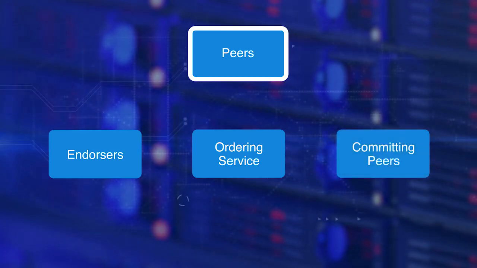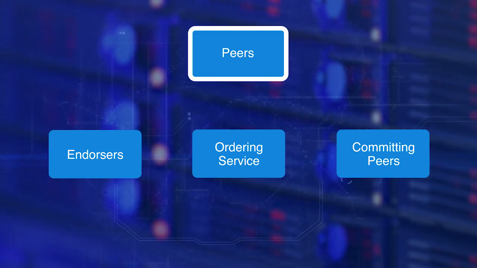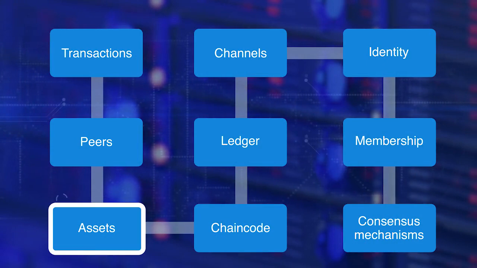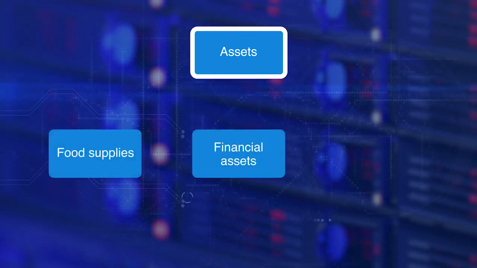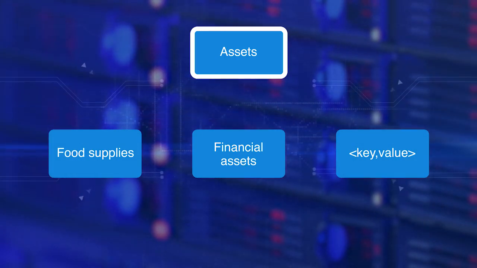Committing peers receive the blocks created by the ordering service, validate conditions such as double spending and signatures, and then commit them to the ledger. Assets represent the tangible items of value that are transacted on the blockchain, for example, food supply and financial assets. Assets are represented in the program as key value pairs in JSON or binary format.